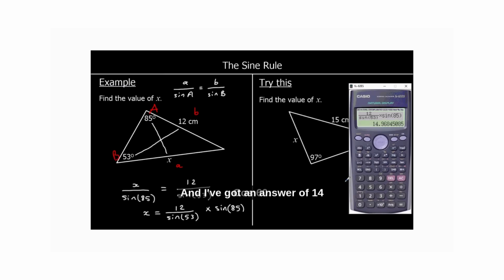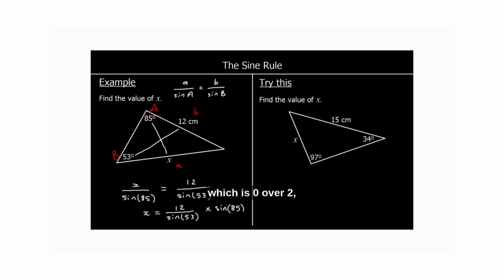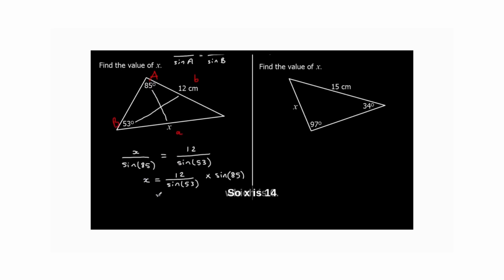And I've got an answer of 14.968 and so on. I will give my answer to 2 decimal places, so that'll be 14.97. So x is 14.97 and it's centimeters to 2 decimal places.